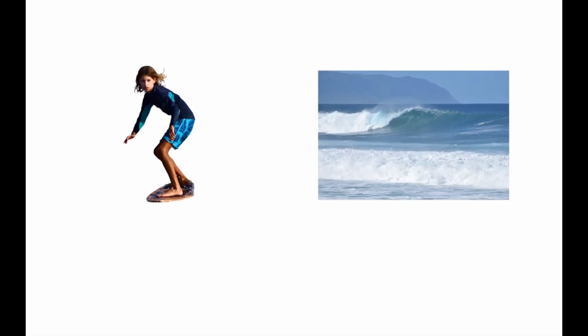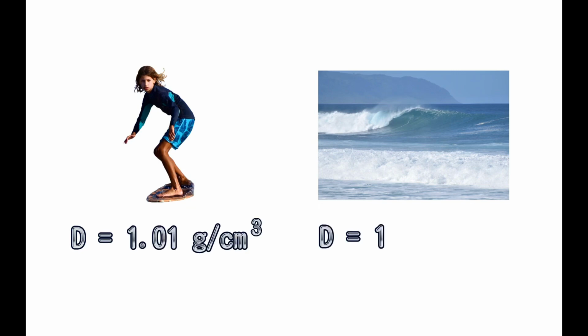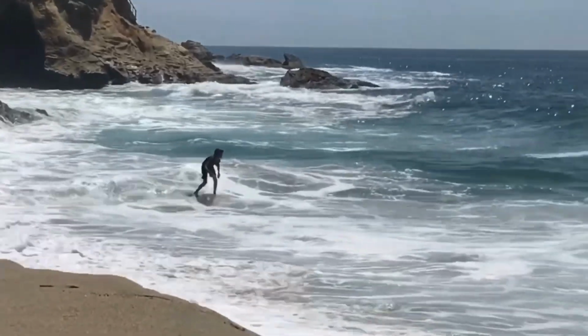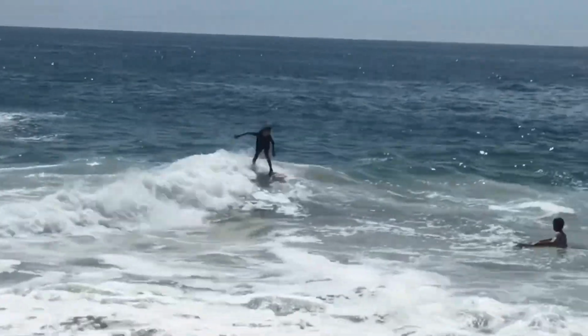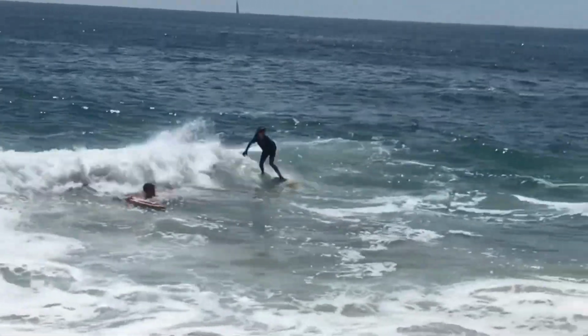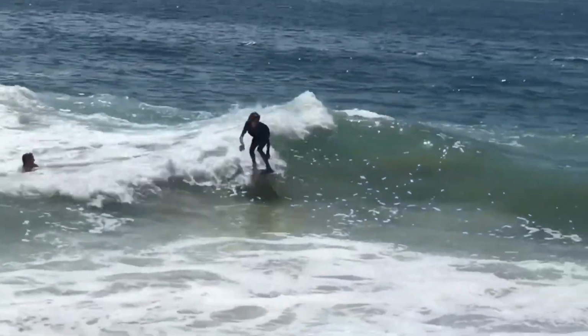A skimboard is less dense than the water beneath it. Same with humans. The average density of the human body is 1.01 grams per centimeter cubed. The average density of seawater is more, at 1.025 grams per centimeter cubed. Also, water molecules are attracted to one another, creating a strong film at the surface of the water. This is one reason a wave holds its shape, and it helps a skimboard float.